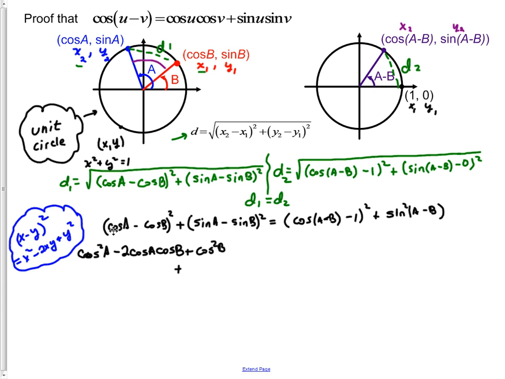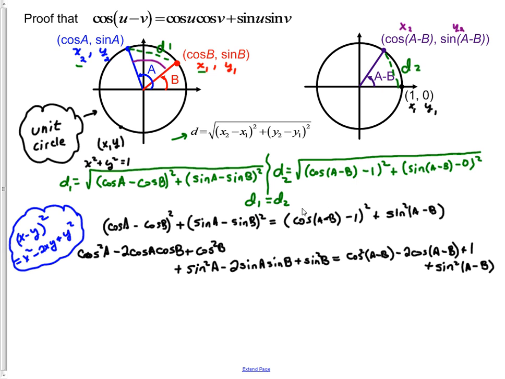So if we square cosine A minus cosine B, we get cosine squared A minus 2 cosine A cosine B, right, x and y, plus cosine squared B. Let's do the same thing to sine. We're going to get sine squared A minus 2 sine A sine B, right, that's our 2 times x times y bit here, plus sine squared B. We have one more place that we have to do this with, and that's with cosine of A minus B minus 1. So I'll write that over here on the left.